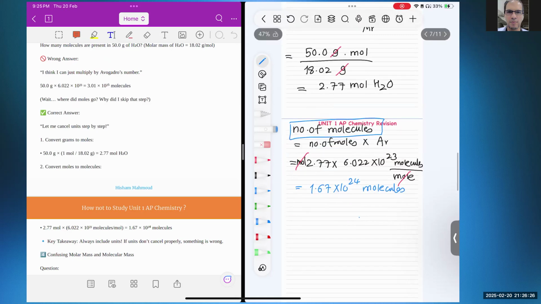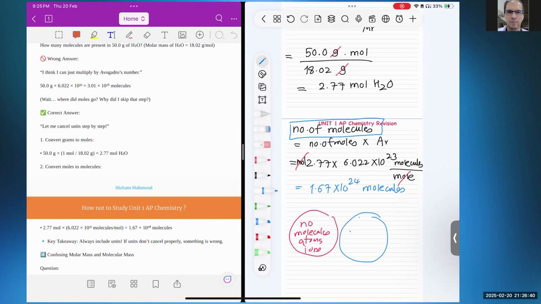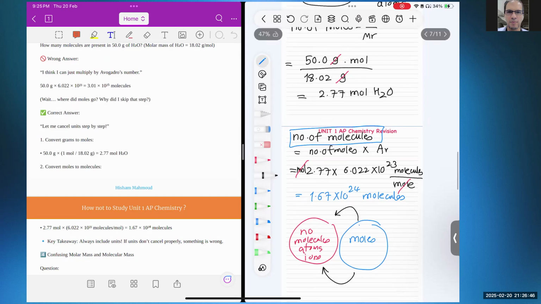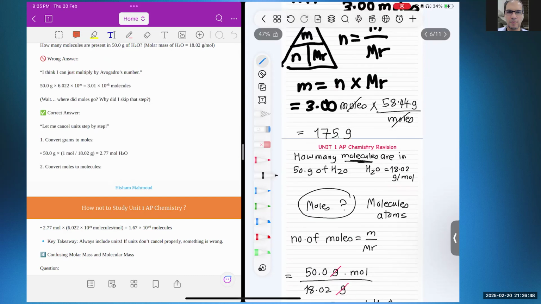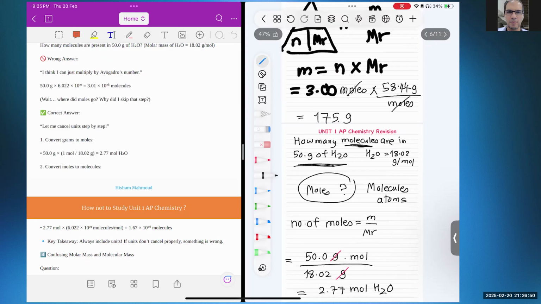If you get lost, let me get you back again here in focus. So if you want to find the number of molecules, the number of atoms, the number of ions, you have first to use the moles. So don't try to do anything before getting the moles, then you can change the moles into this number. Here I was asked to find the molecules, and I don't have the moles, so find the moles first.